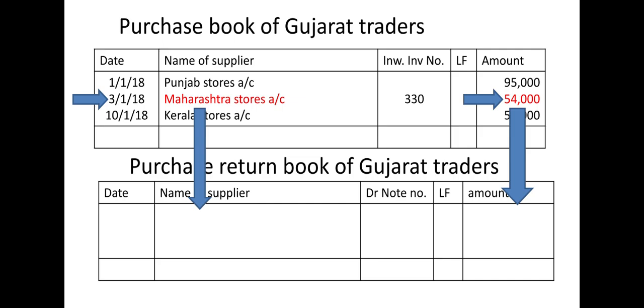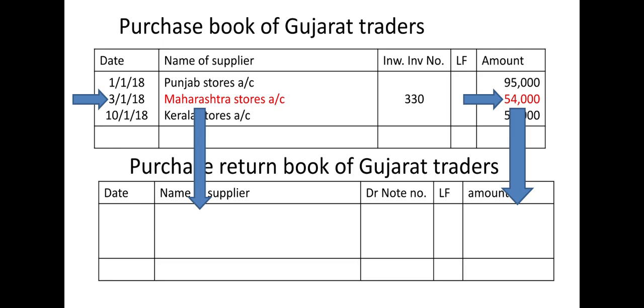We are returning goods of 18,000 to Maharashtra stores. So first of all, where we should record? Yes, we have a separate book for this, and the name of that book is Purchase Return Book, student. Okay, so we are returning goods to Maharashtra stores. So let's record this transaction in Purchase Return Book.